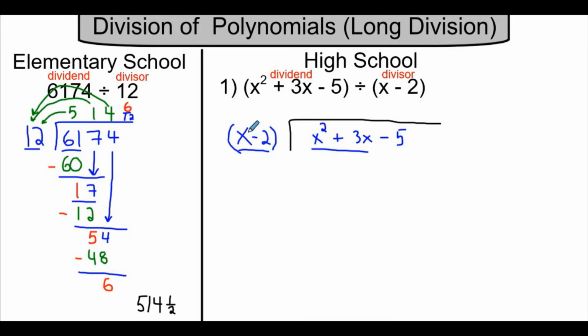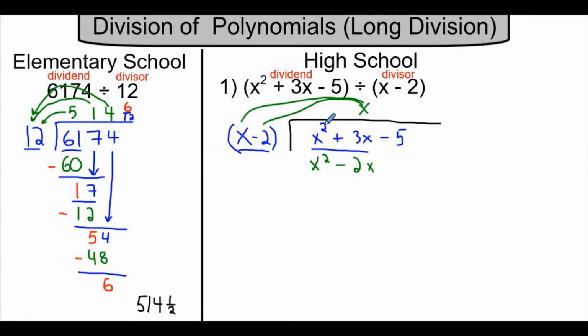So what you really have to ask yourself is, what do I need to multiply x by to get x squared? Here you multiplied 12 to get 60, and you picked 5. Here we're going to multiply x by something to get x squared, and that is x. Again, x times x is x squared, but you will have to distribute this because there are 2 terms, and then you have minus 2x.